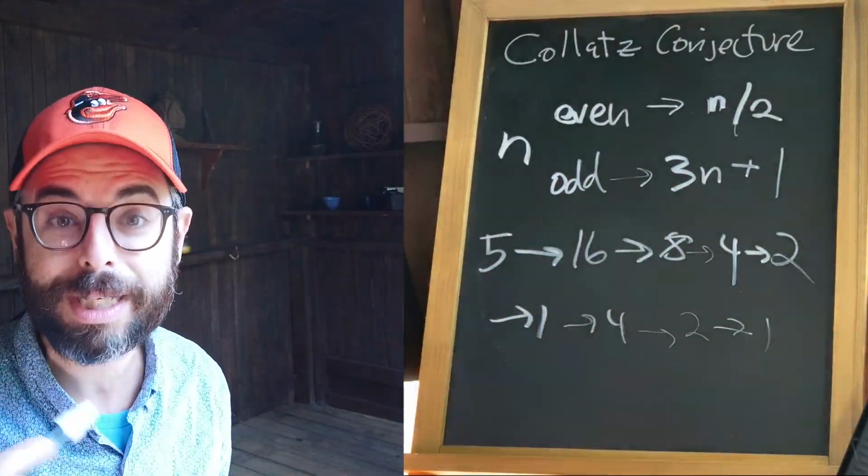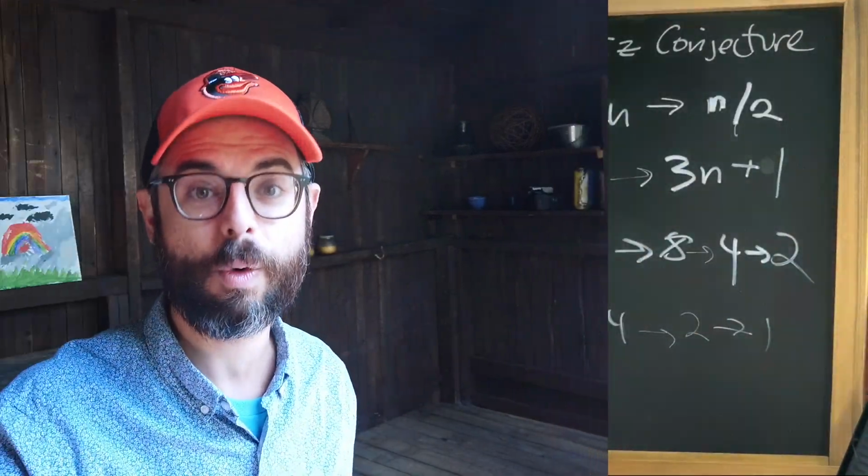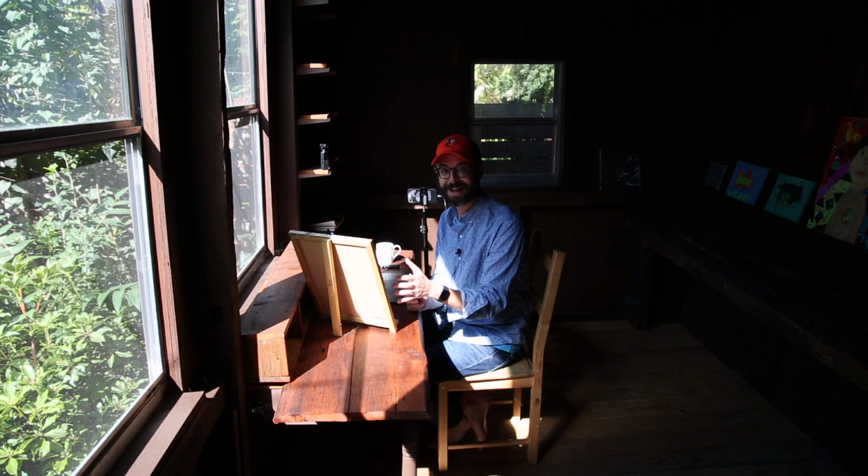We're going to get this looping sequence. Once we get down to 1, it's always going to go 4, 2, 1, 4, 2, 1, 4, 2, 1. And the conjecture is any number that I start with, I started with 5 here, it's always going to end up as 1. It might take a very long time, but it's always going to end up as 1.